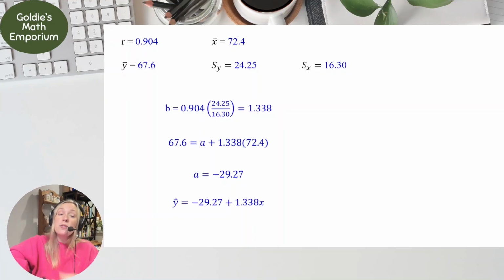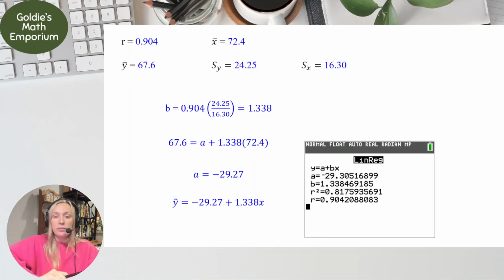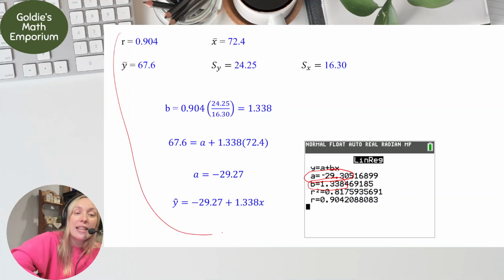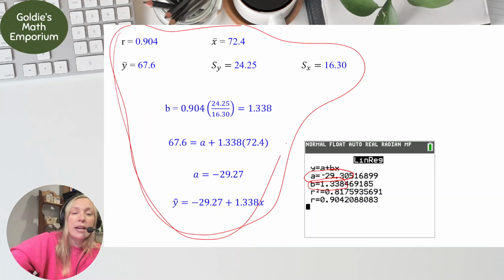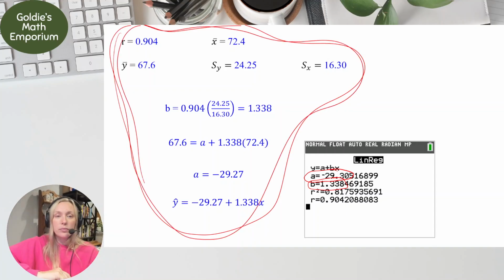Okay, and then I put those together to get my least squares regression line, negative 29.27, and my b. Oh yeah, it does match, right? Negative 29.27 and my b. So that's what my calculator gave me as well. Okay, so if you have to show your least squares regression line by hand, this is the work you want to show right here. Okay, show this work. If it's a multiple choice question and you just need to get a least squares regression line, you can definitely use your calculator for that.